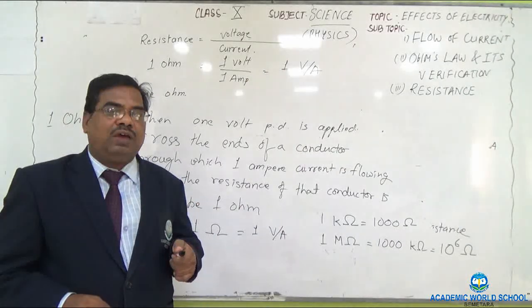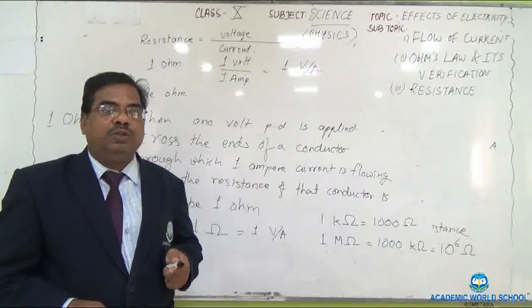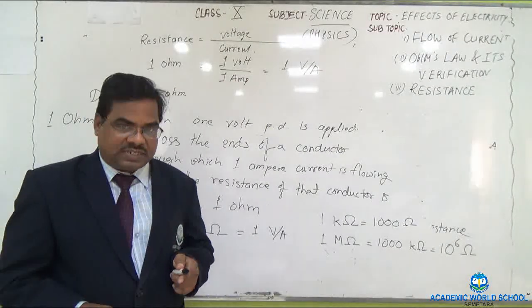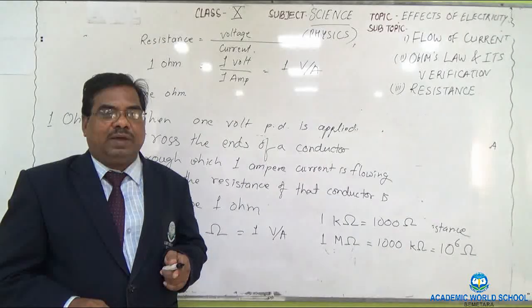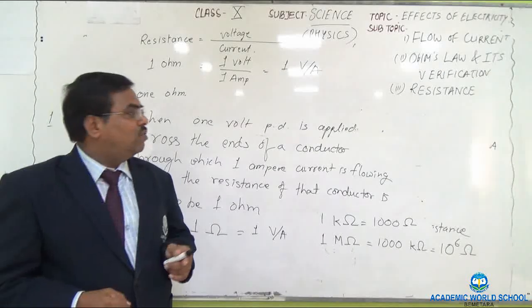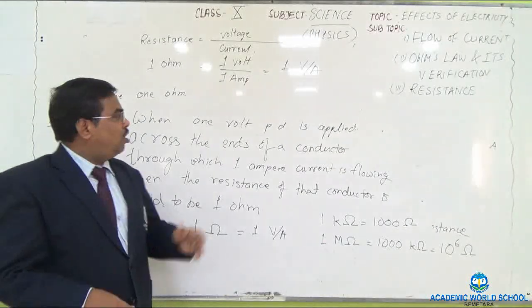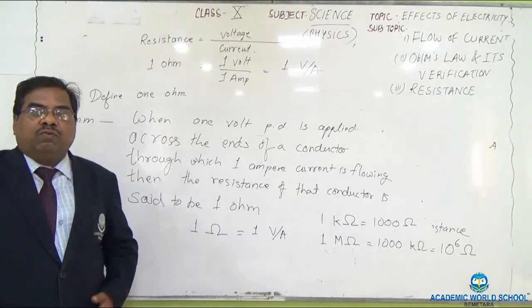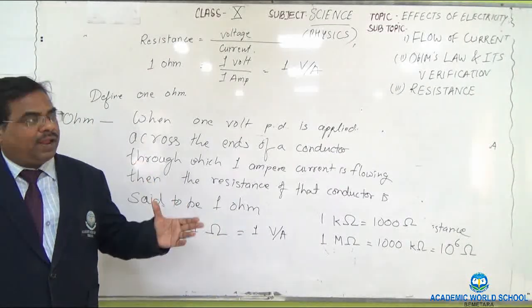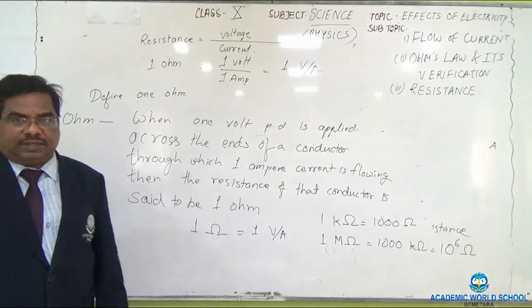So I hope everybody now knows what is a resistance. Next time when you use the regulator, you will easily remember what is a resistance. It's an example of a variable resistance where you are changing the values of resistance. So Ohm's law says when potential difference is applied across the ends of the conductor, the current is directly proportional to it.